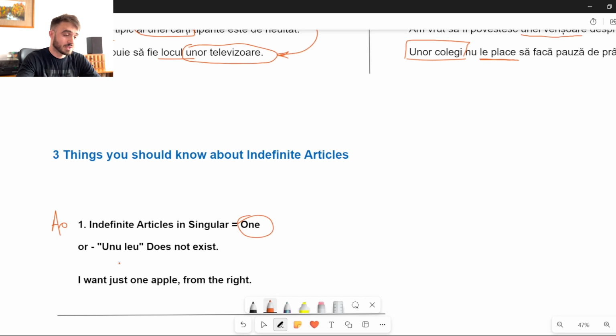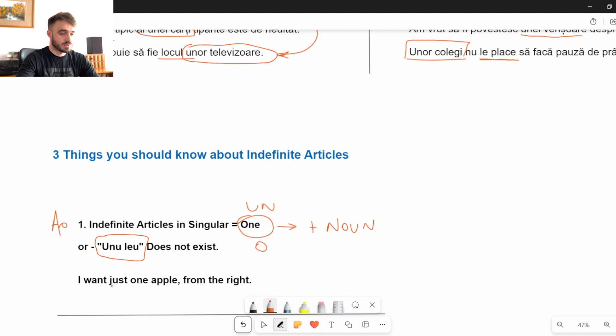But why is that important? Because you cannot really use the number unu, and I have heard this quite a few times. You cannot use unu leu, you cannot use unu or una pisică. You say un, yeah? So if you want to say one plus noun, that one becomes un or o.